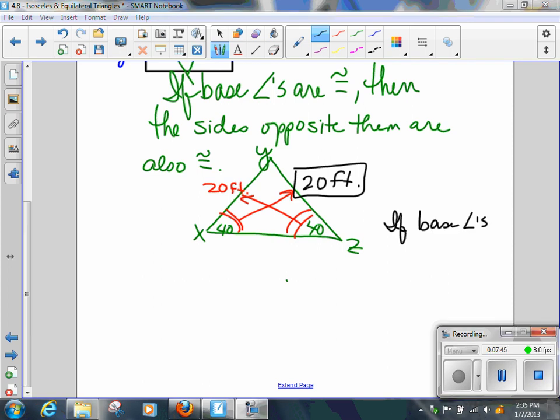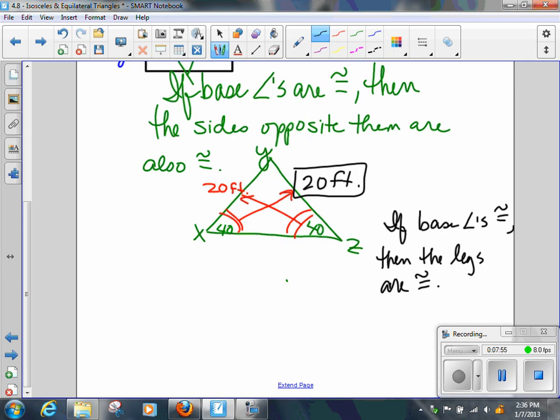If base angles are congruent, then the legs are congruent. And that's just applying that isosceles triangle theorem, okay? Or that base angles theorem. I never know the name of them. I should, but I don't. Okay.